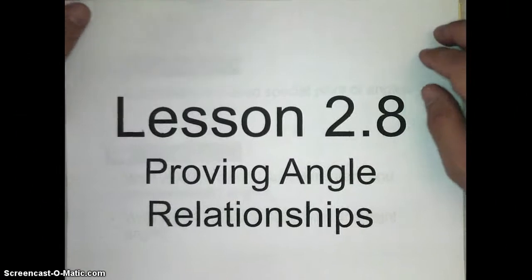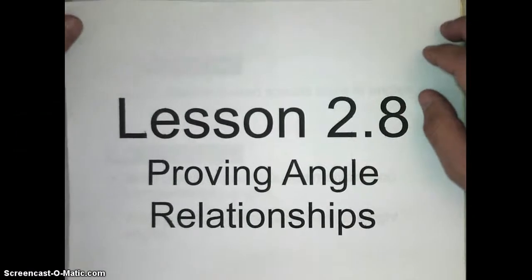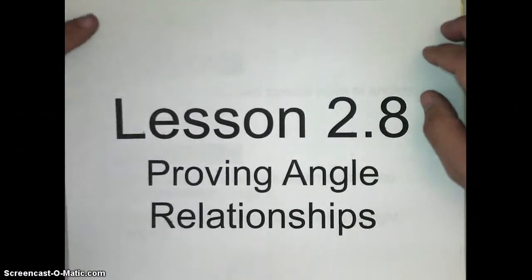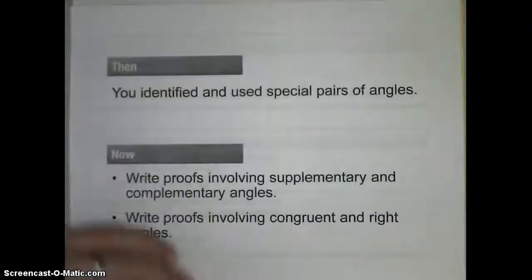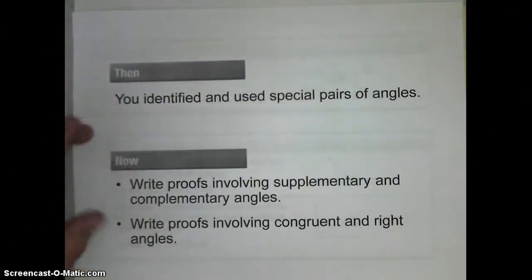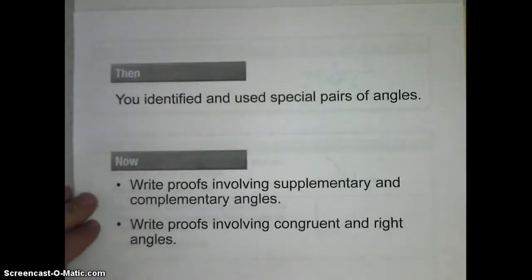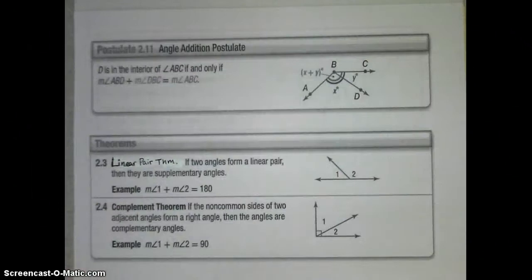This video is going to go a little bit differently because your notes are set up just a little bit different, but you shouldn't have too much trouble following along. So previously we identified and used special pairs of angles, and now we're going to write proofs involving supplementary and complementary angles, and write proofs involving congruent and right angles.